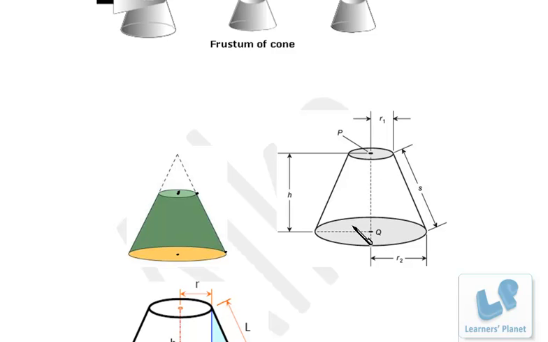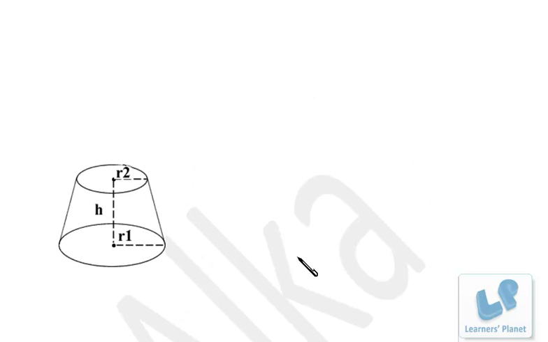And here you can see this is the radius of this bigger circle, and this is the radius of this smaller circle, that is R1, and this is R2, right? Now let's see how we calculate the total surface area, the curved surface area, and the volume of a frustum of a right circular cone. Okay. Now we have this frustum.